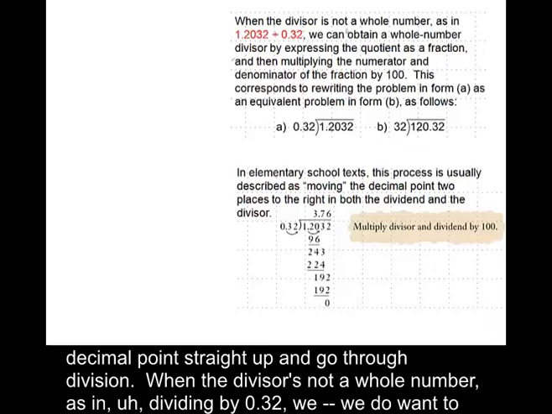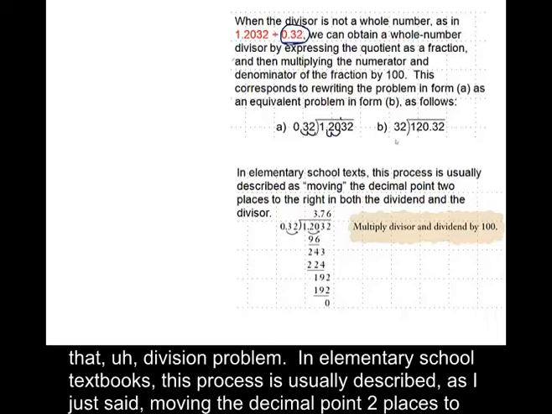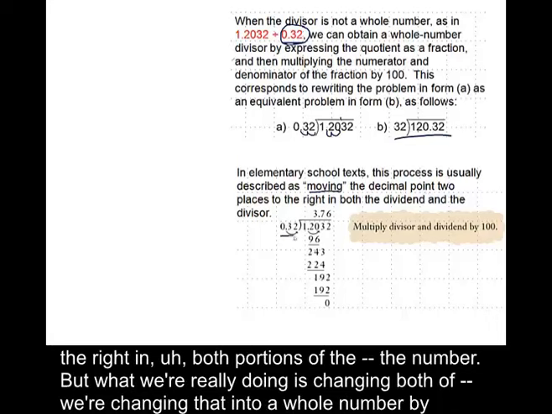When the divisor is not a whole number, as in dividing by 32 hundredths, we want to make it into a whole number so we can divide by it. So we move the decimal point over 2 places, and then we get that division problem. In elementary school textbooks, this process is usually described as moving the decimal point 2 places to the right in both portions of the number.